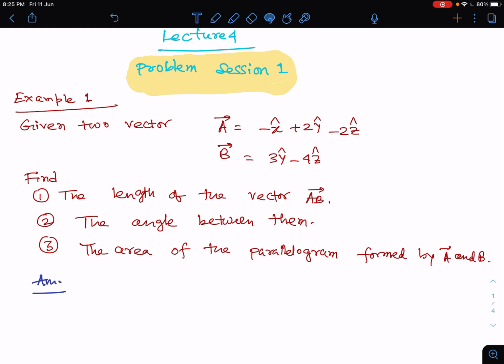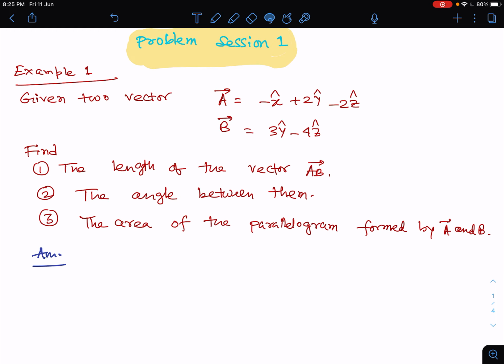So our first problem is that two vectors are given, and from them you need to determine the length of the vector AB, then the angle between the two vectors, and the area of the parallelogram that is formed by A and B.